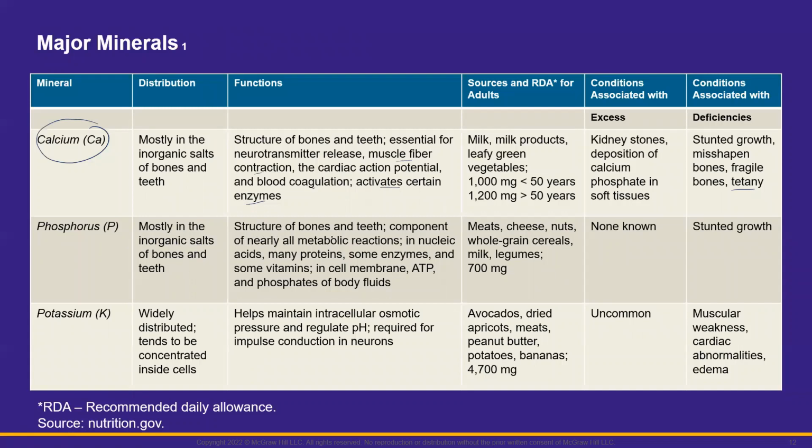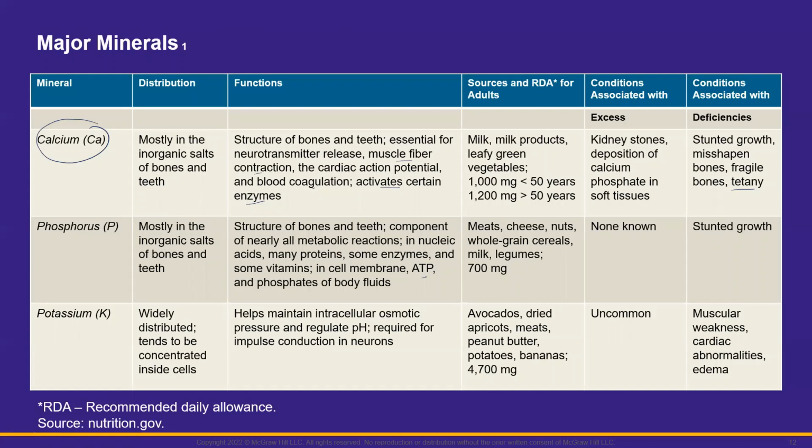The phosphorus is mostly in the inorganic salt of bones and teeth. This is structure of bones and teeth, a component of nearly all metabolic reactions, in nucleic acids, many proteins, some enzymes, and some vitamins, in cell membranes, ATP, and phosphate of body fluid. Source: meat, cheese, nuts, whole grain cereal, milk, and legumes, needed around 700 milligrams per day. Excess unknown. Deficiency can cause stunted growth.